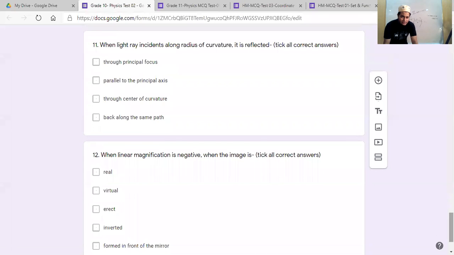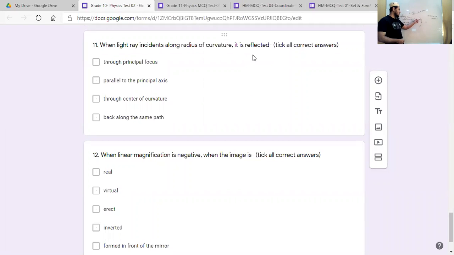Now then number one, when light ray incidents along radius of curvature, it is reflected back. We know that it will be reflected back along the same way. Okay, because this is one of the three rules of ray diagram. We know that when light ray incidents parallel to principal axis, it will pass through principal focus, or when it comes through principal focus, it will pass parallel to the principal axis. But what about when the light ray comes through the center of curvature? Then what will happen? Okay, it will be reflected back along the same way. It will pass through center of curvature, and also we can say that it will be reflected back along the same path.